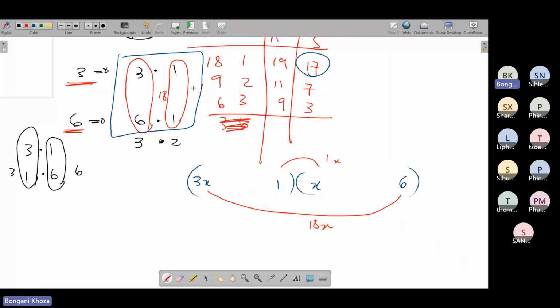But if we were using a different combination, if maybe we had the 6 over here, that means this would be 1. So this would be 3 times 1. I'll only get 3x. This will be 6 times x, which will just give me 6x. This will give me this guy over here. Can you see that?